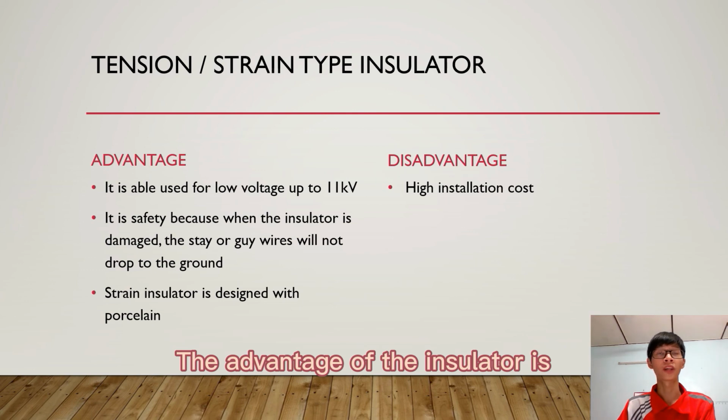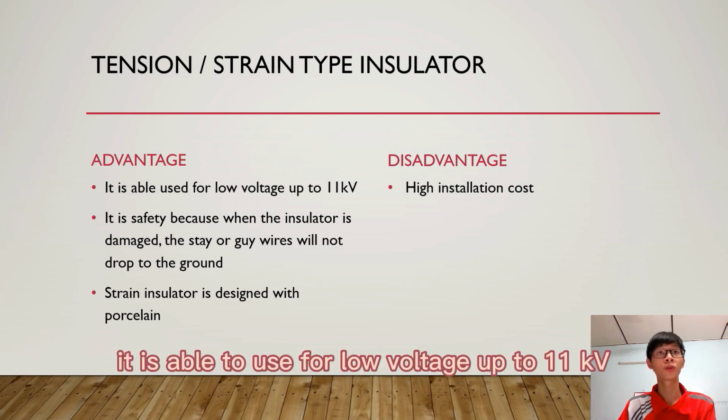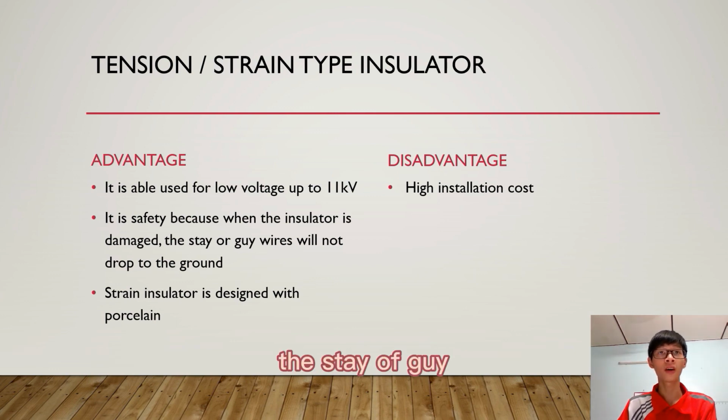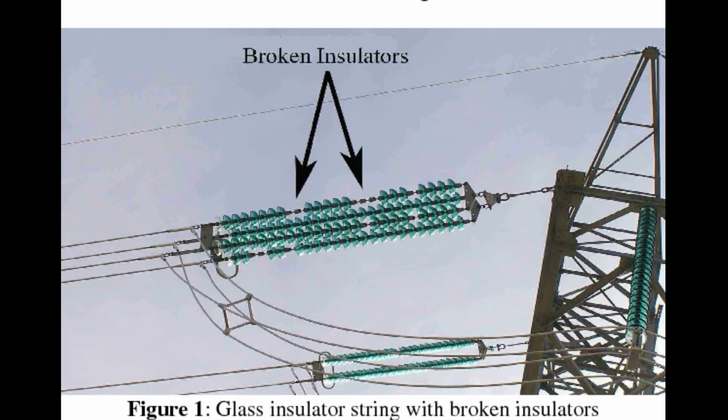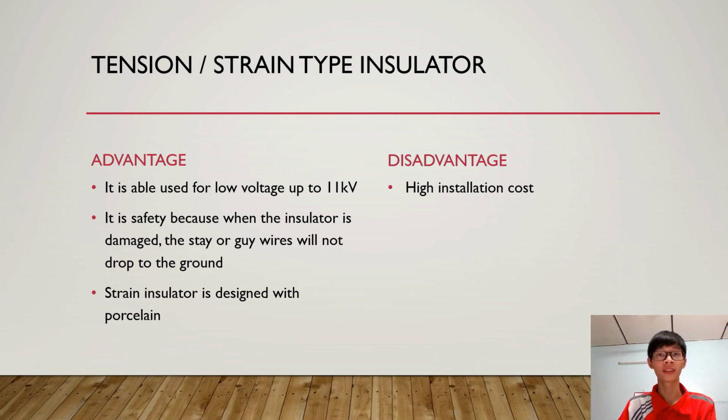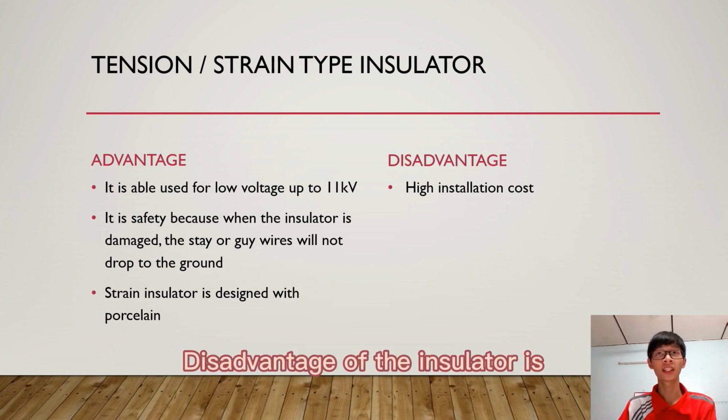The advantage of the insulator is it is able to be used for low voltage up to 11 kV. It is safe because when the insulator is damaged, the stay or guide wires will not drop to the ground. Strain insulator is designed with porcelain, which is an eco-friendly material. The disadvantage of the insulator is the high installation cost.